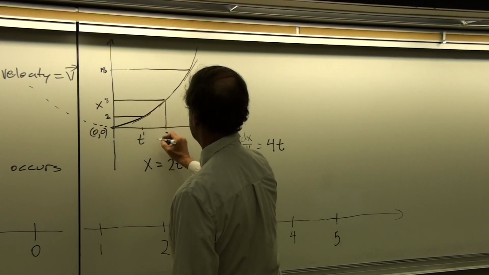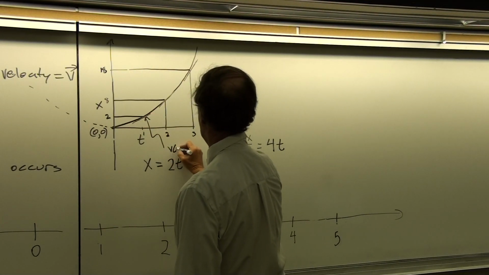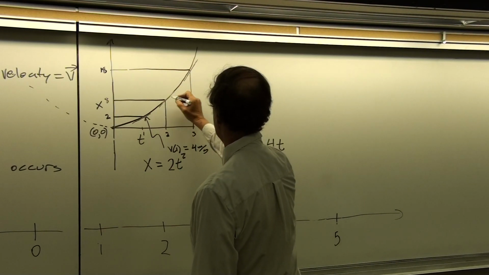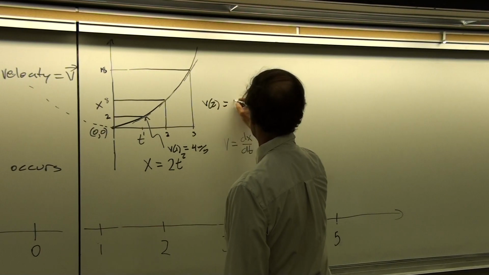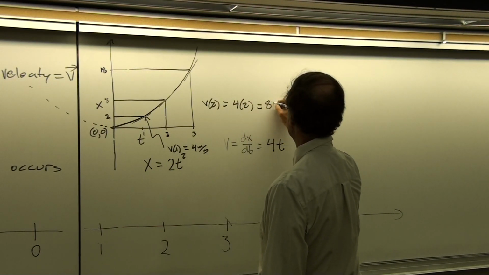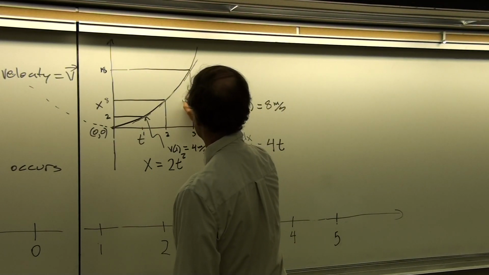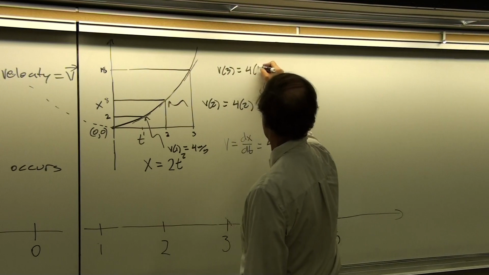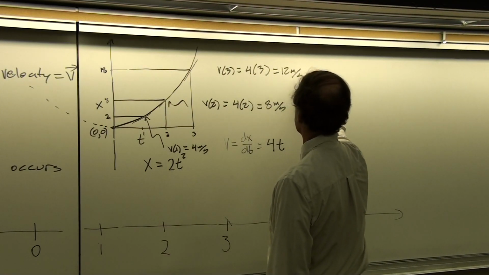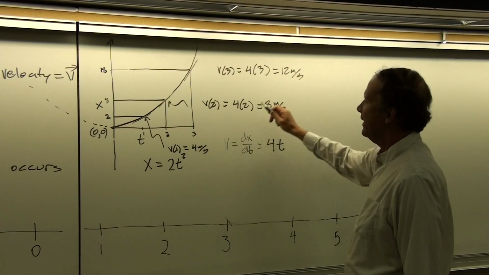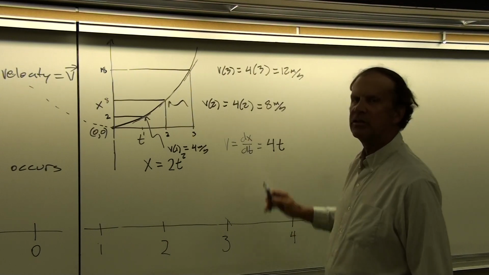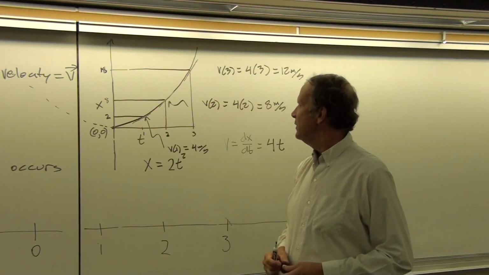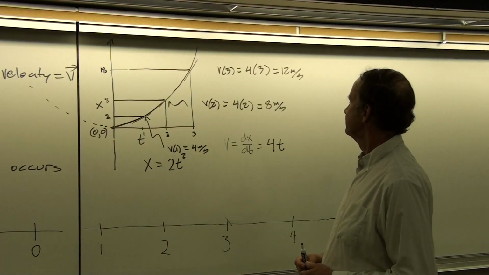So at time equals 1 second, v of 1 would be equal to 4 times 1, or 4 meters per second. Here at this point, v of 2 would be equal to 4 times 2, or 8 meters per second. And at this point, v of 3 would be 4 times 3, equal to 12 meters per second. So we can see that as time increases, the change in the velocity remains the same. We're increasing by 4 meters per second every second.